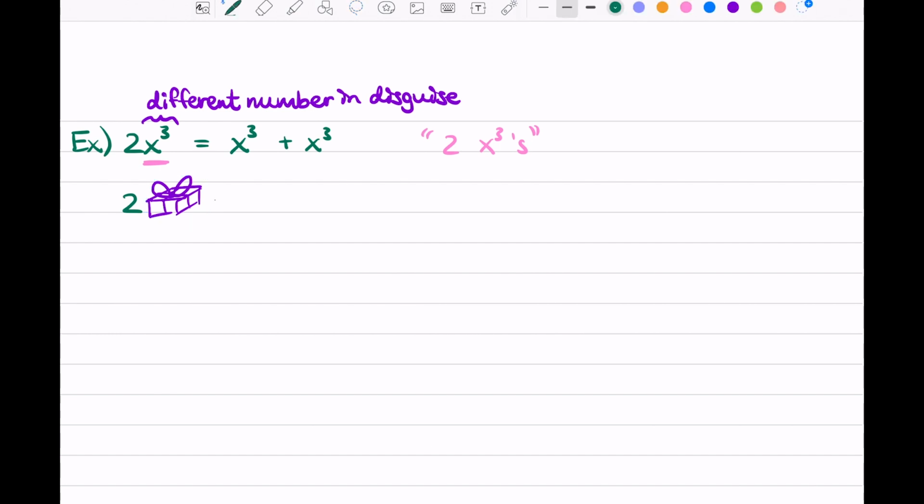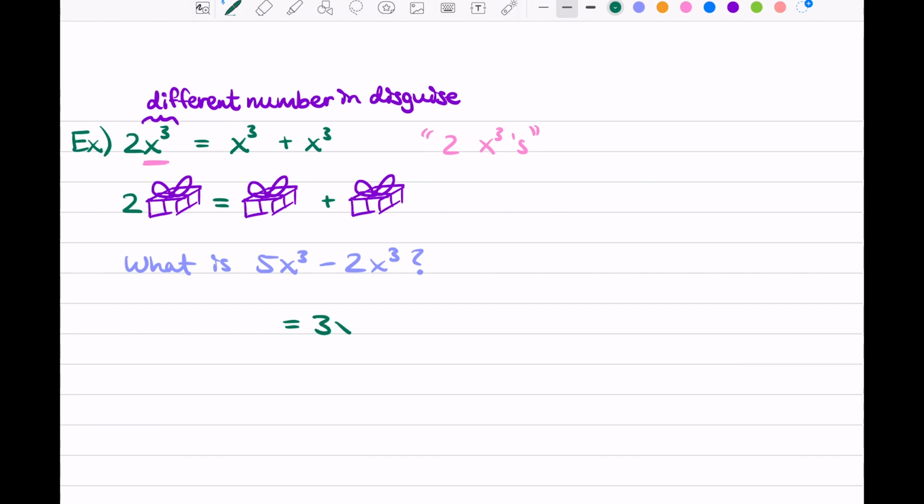So 2 presents equals present plus present. So now we have 2 purple presents. And let me ask you, what is 5x to the third minus 2x to the third? Well, that would mean we'd have 5 purple presents minus 2 purple presents, leaving us with 3 purple presents, or 3x to the third. And that's our answer.